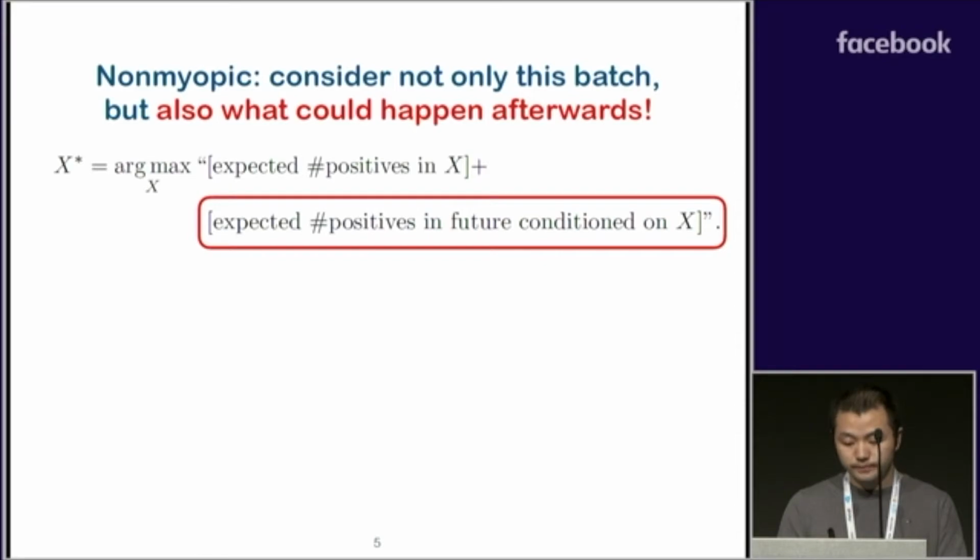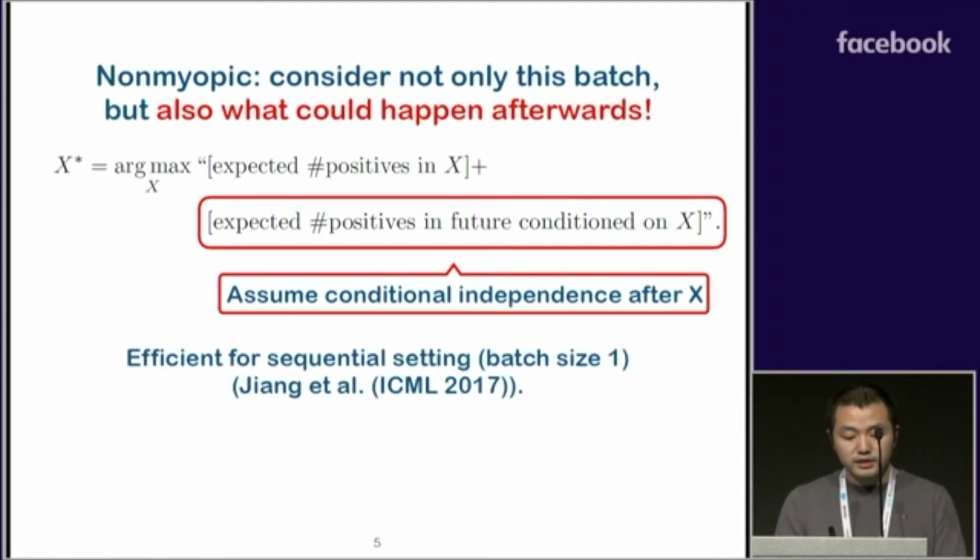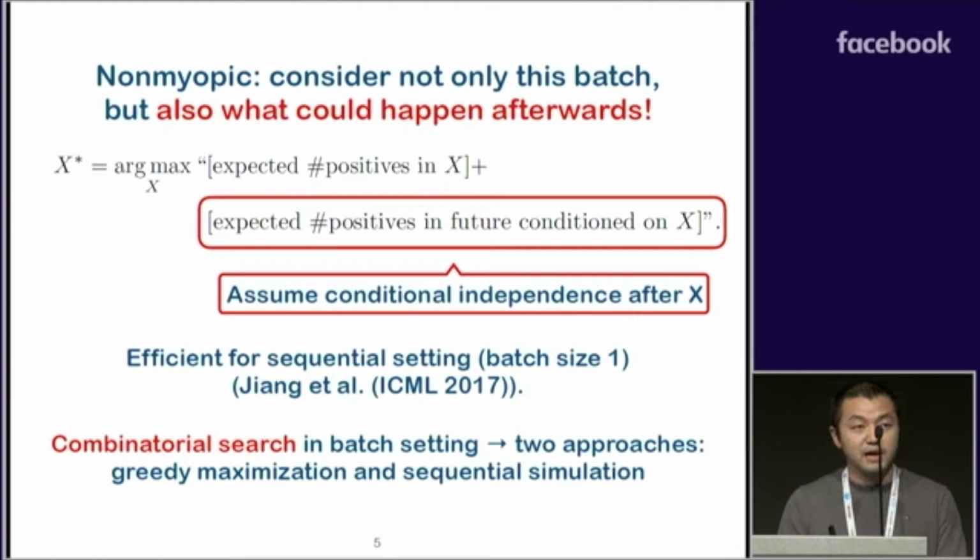We adapt an idea developed in our previous work and compute an approximate expectation by assuming conditional independence after this batch. This is efficient in the sequential setting. However, in the batch setting, it becomes a combinatorial search. We propose two approaches to tackle this challenge: greedy maximization and sequential simulation.